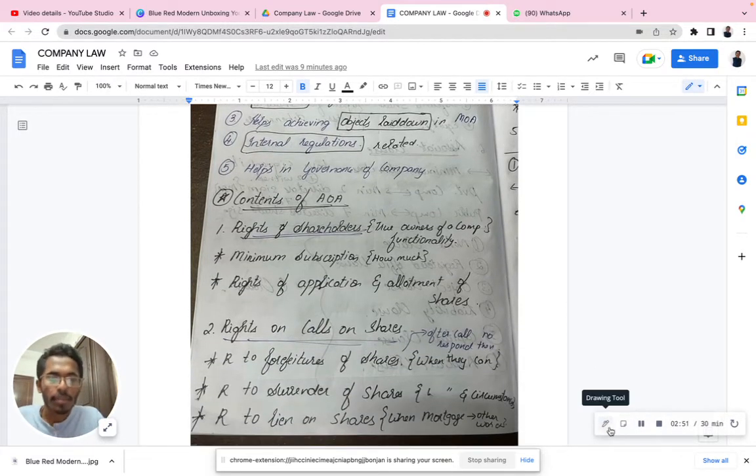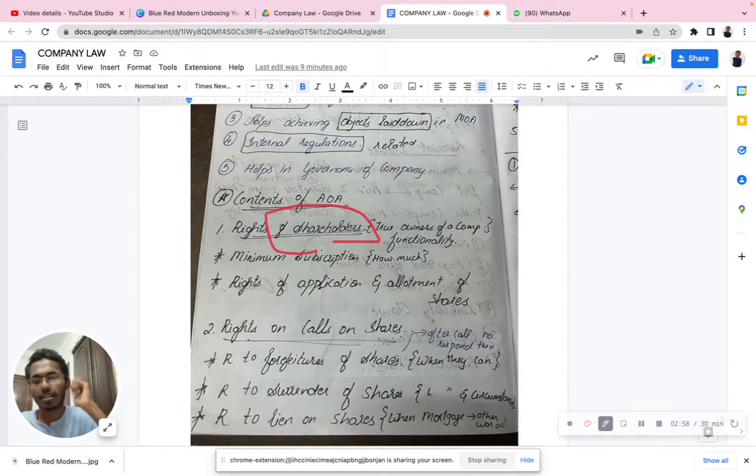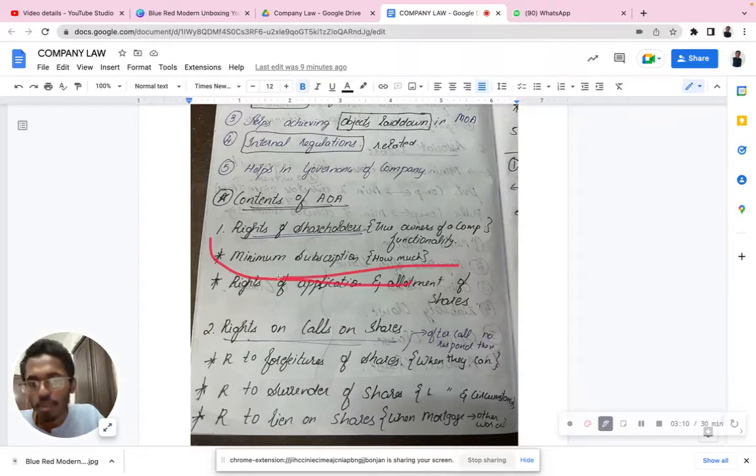First thing, it mentions the rights of shareholders. So guys, you know who the shareholders are: they invest their share in the company. Actually, these shareholders are the true owners of the company. Okay, so the article of association will show how much should be the minimum subscription, and what should be the rights of application and allotment of the share.